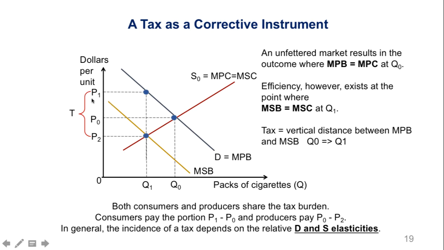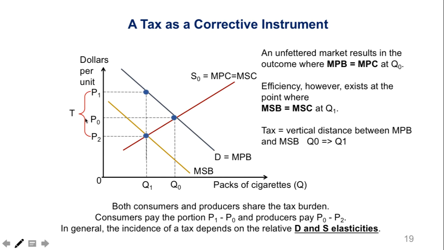Basically here the consumers pay the portion of P1 to P0, and producers pay the portion of P0 to P2. And in general, a tax depends on the elasticity of the demand and supply. Who pays more for the tax? Suppliers or demanders? Depends on the elasticity of the supply and demand.